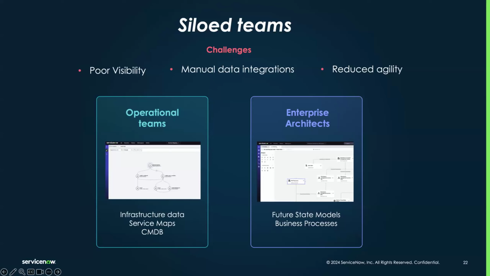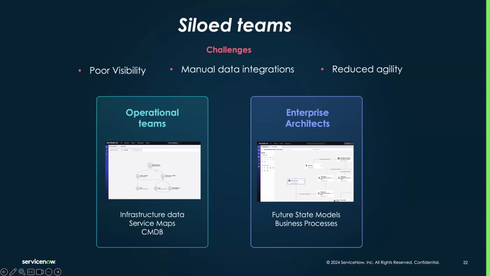The second challenge is manual data integrations. Because all of the operational data is in the CMDB and enterprise architects are working from a different solution, they often don't have full visibility into the infrastructure that already exists. To get that information, enterprise architects collect data through interviews, surveys, forms, and sometimes, unfortunately, even from Excel. All of this leads to a lot of inefficiencies and redundant manual work that could be eliminated by bringing them all on the same platform.